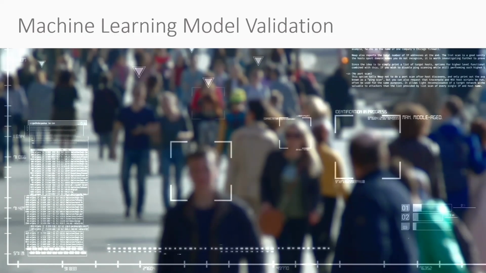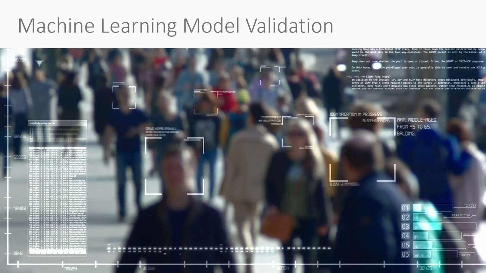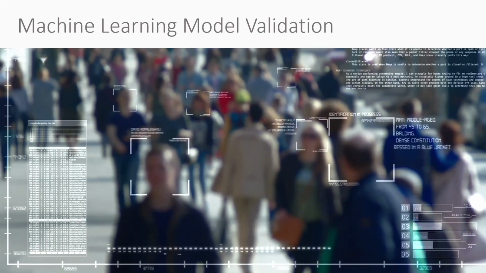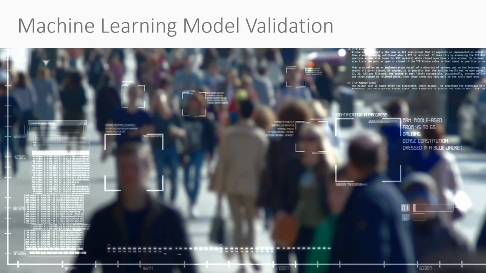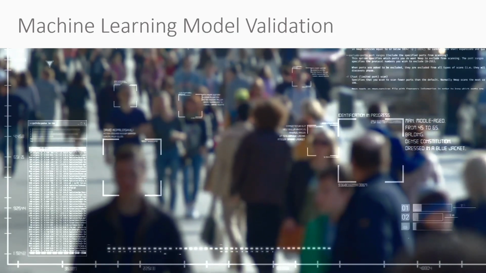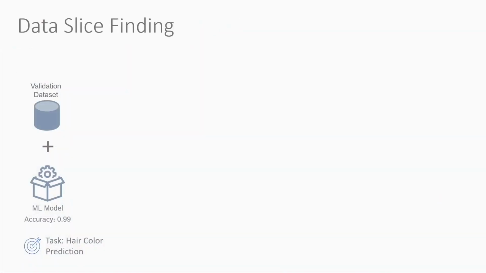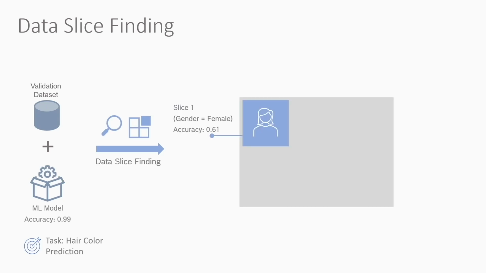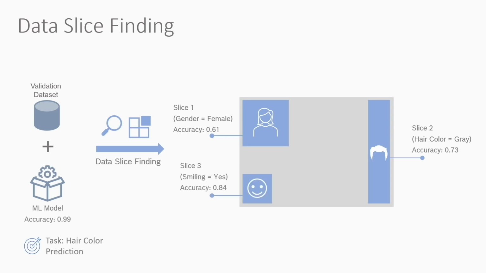Machine learning is used more and more in real-life situations. Therefore, it's crucial to thoroughly evaluate these models, making sure they work accurately and efficiently. One method that has shown a lot of promise is data slice finding. It tests the model's performance at specific data subsets, allowing us to understand how the model works under different scenarios.